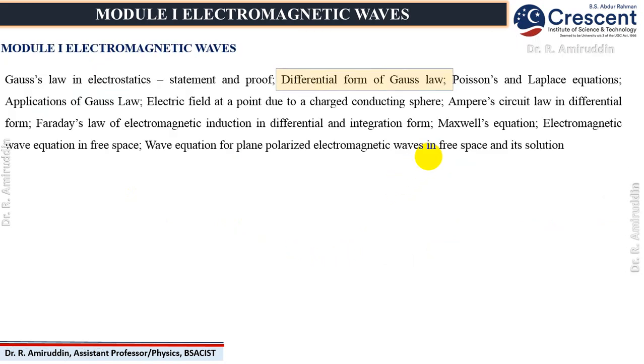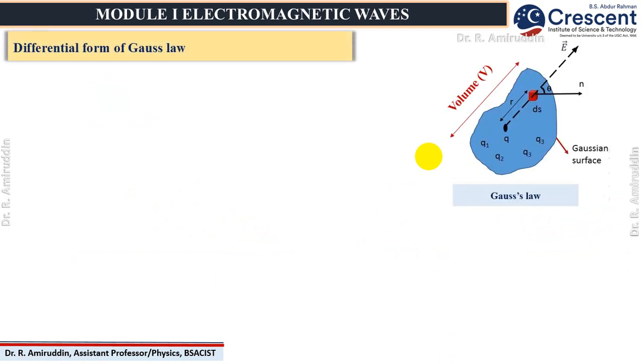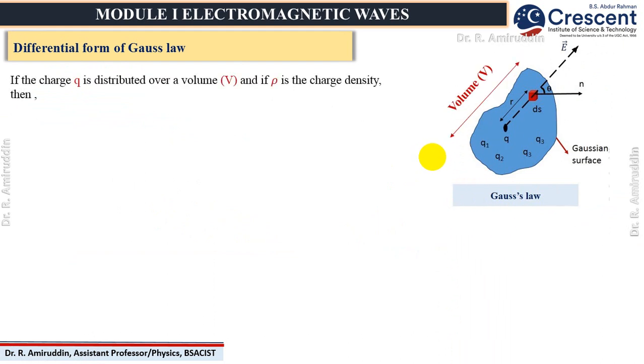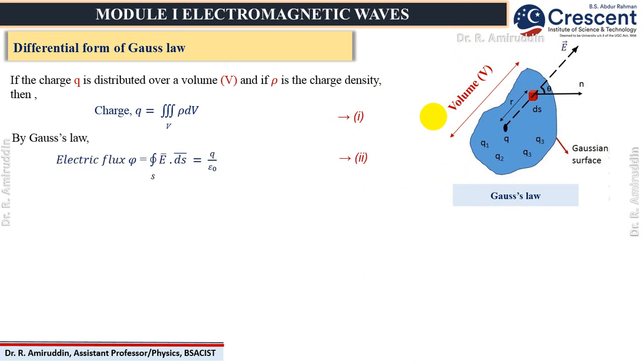Now we will understand the differential form of Gauss law. So we have the Gaussian surface which has the volume V, and if the charge q is distributed over the volume V and if rho is the charge density, then the charge q is given as the integral of rho dV. Let us consider this as equation number 1. And by Gauss law, as we have seen in the previous slide, the electric flux phi is equal to the closed integral of E dot ds is equal to q by epsilon naught. Let us consider this as equation number 2.